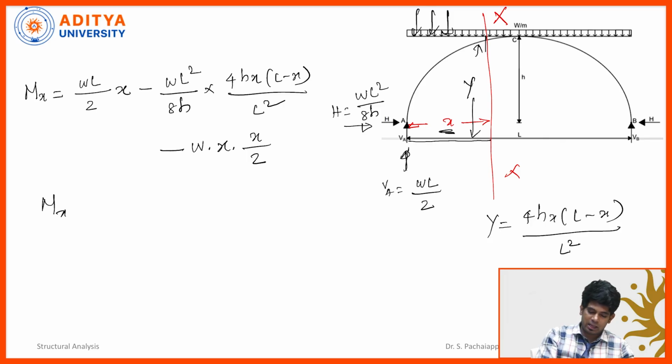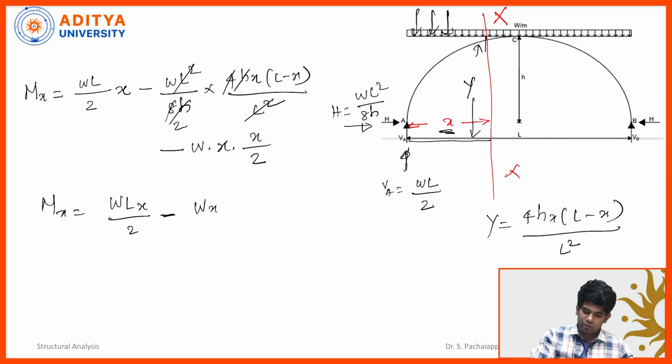Okay, let's simplify this. Mx is equal to WLx by 2. And here, what terms can be cancelled? This 4 and 8 we can cancel, that is 2, and h and h will get cancelled. This L square and L square will get cancelled. Then the remaining term is minus Wx into L minus x divided by 2, minus W x square by 2.